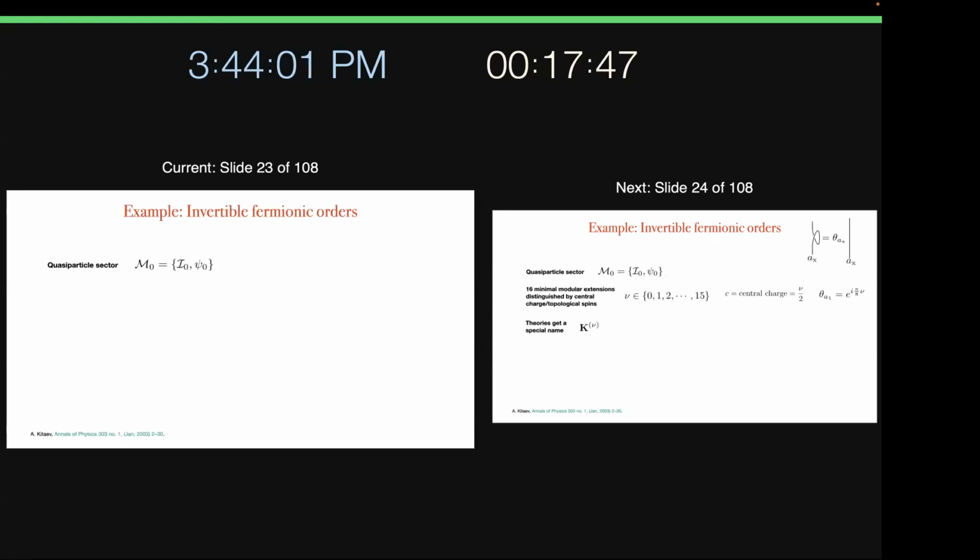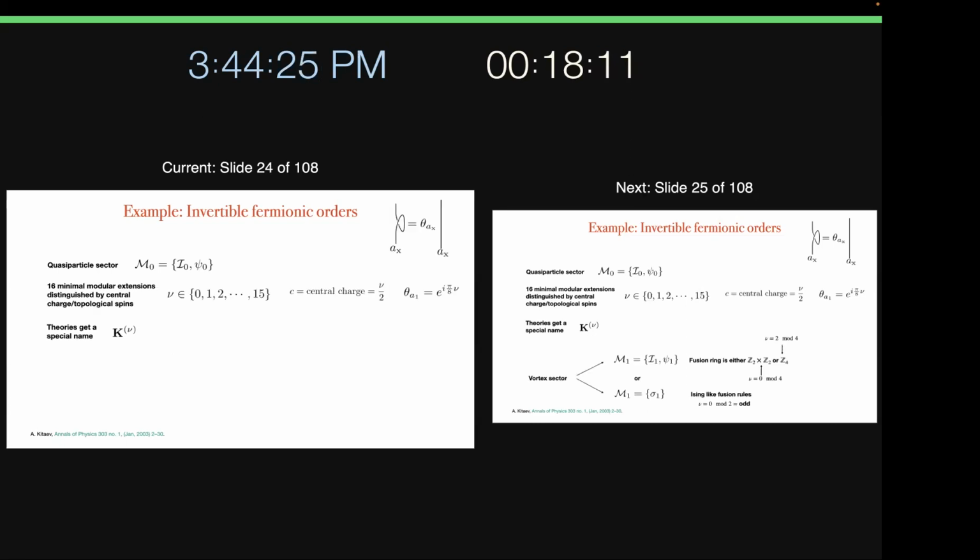Okay, so I wanted to give a list of examples. These are called the invertible fermionic orders, and they're called invertible fermionic phases for a somewhat technical reason. If you place them on any closed manifold and condense the fermion, you'll always find a unique ground state. As a bosonic theory, these would be non-invertible. Okay, so what are these theories? Well, the quasi-particle sector M0 is always just the trivial object and the fermion.